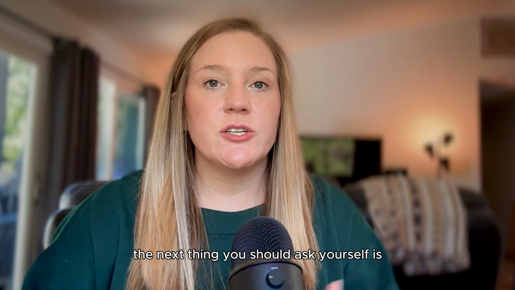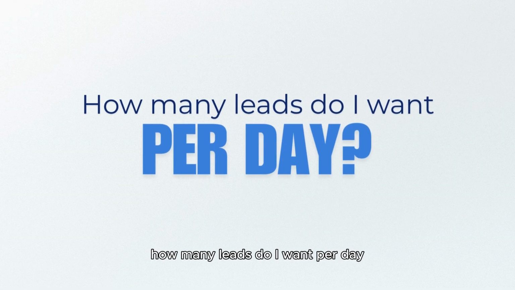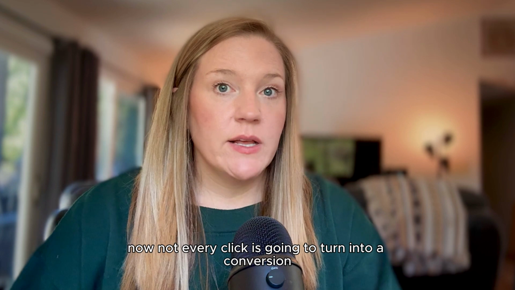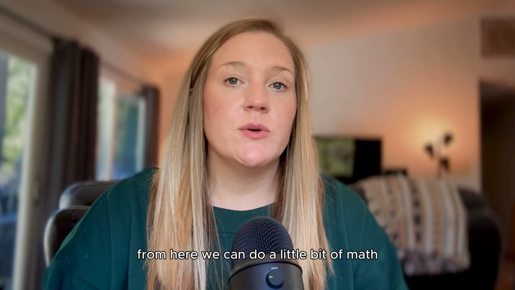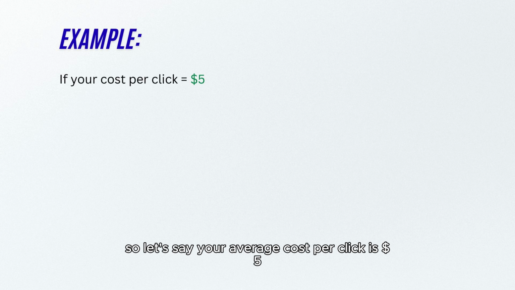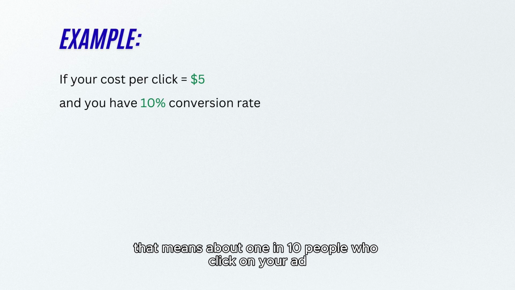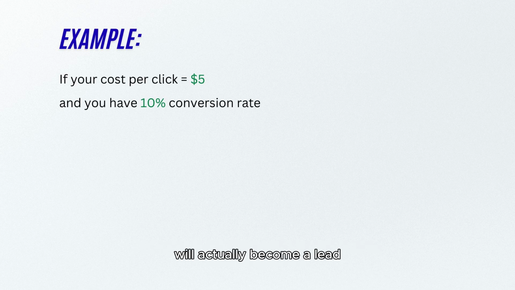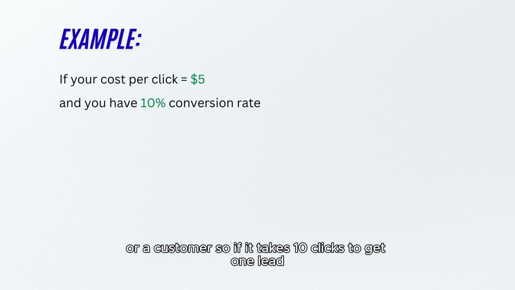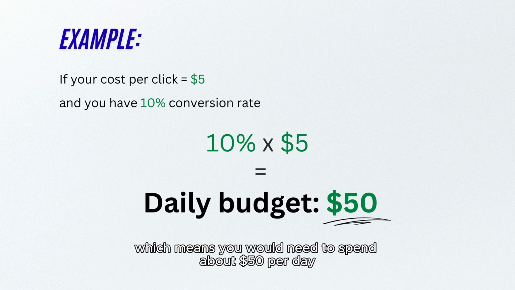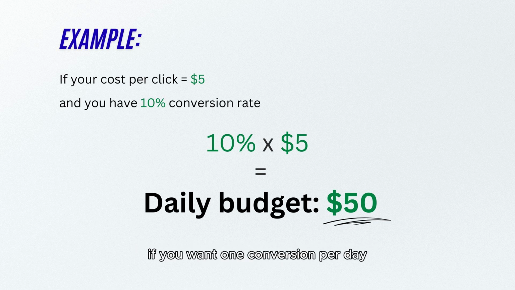The next thing you should ask yourself is, how many leads do I want per day? And that's the number that really should drive your daily budget. So let's say you want 1 conversion or lead a day. Now, not every click is going to turn into a conversion. From here, we can do a little bit of math. So let's say your average cost per click is $5. And if we have a 10% conversion rate, that means about 1 in 10 people who click on your ad will actually become a lead or a customer. So if it takes 10 clicks to get 1 lead, then you would take that 10 times $5 per click, which means you would need to spend about $50 per day. That would be your daily budget if you want 1 conversion per day.